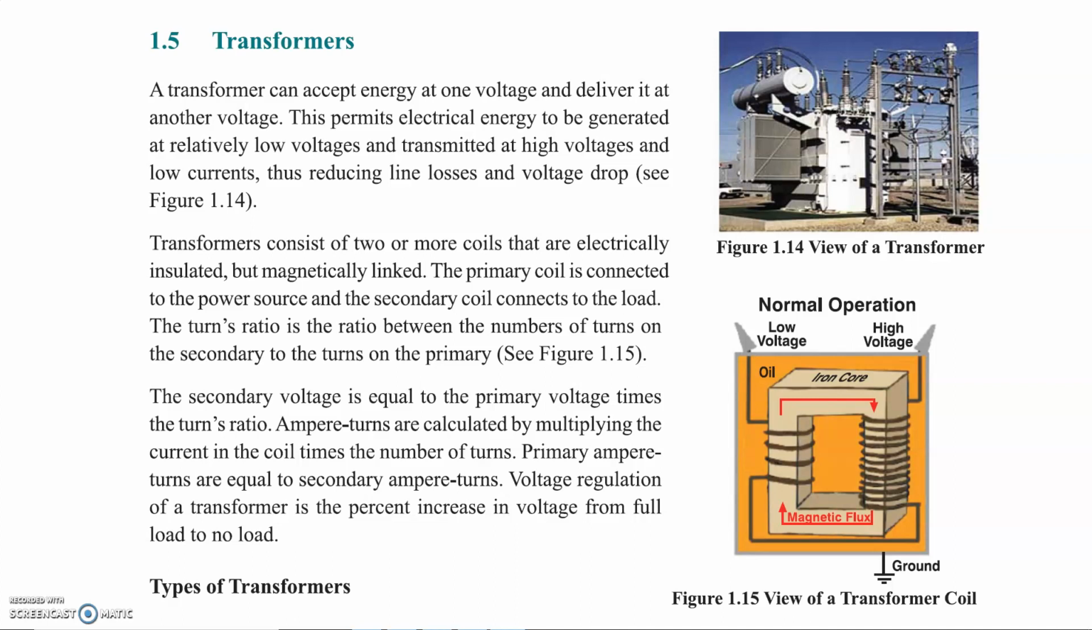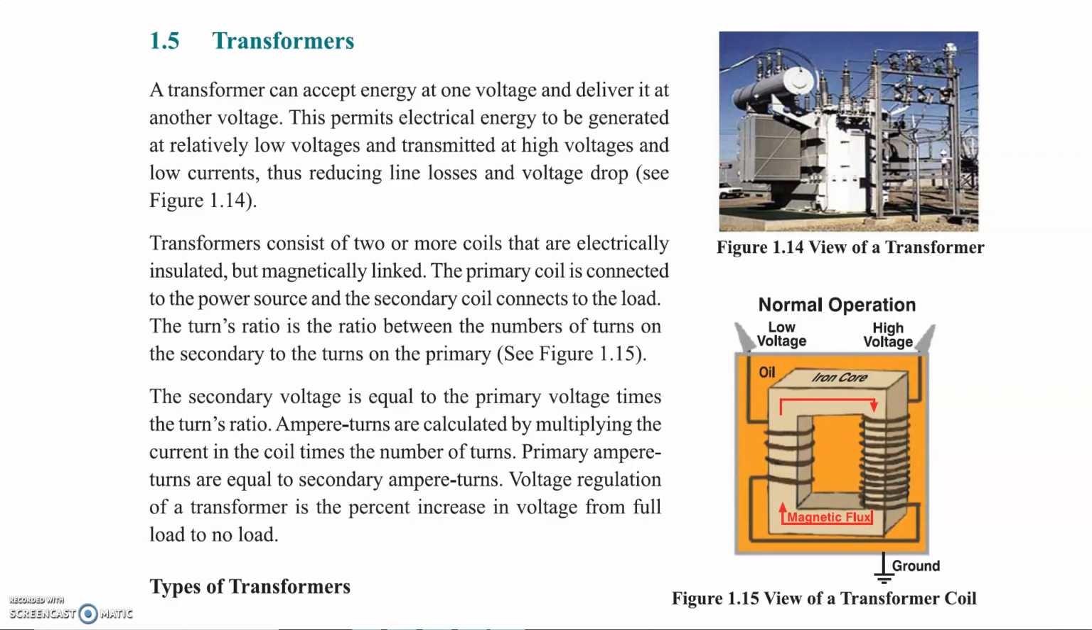Now, in the case of a transformer, a very low voltage can be converted into a high voltage, which converts the current to a lower level. That means if the voltage is increased, the current can be reduced, and that reduction of current also leads to a reduction in line losses and voltage drop. So that's the advantage of using a transformer and stepping up the voltage level.